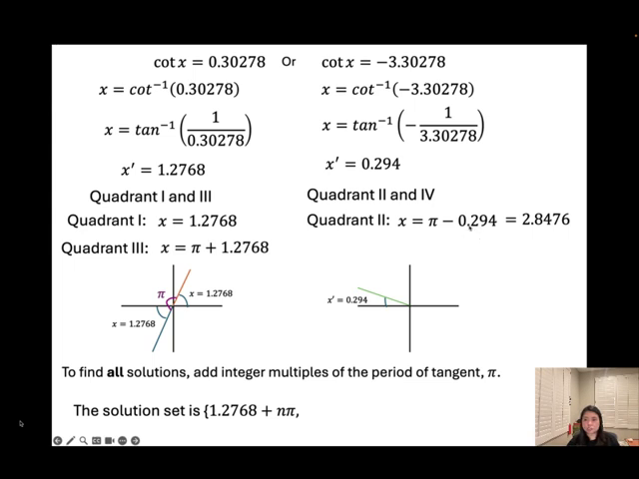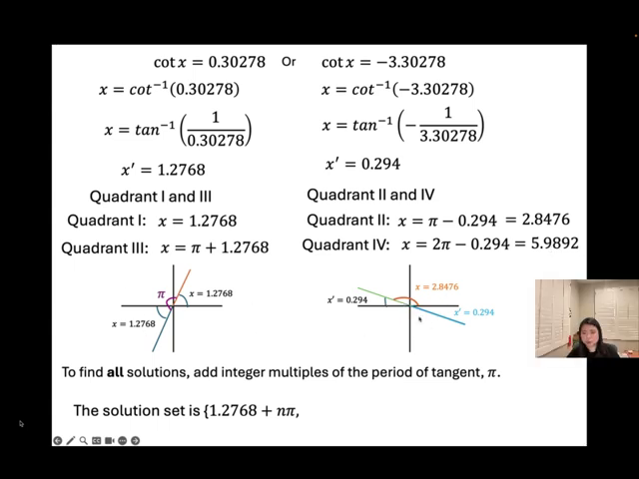The reference angle here will be 0.294. So the x starting from here to here will be 2.8476. And then quadrant 4, that's 2 pi minus the reference angle. Okay, 2 pi minus the blue one. This is going to be your reference angle, which is going to be 5.9892. Similar to this part, this is a straight line, so that will be the pi here.